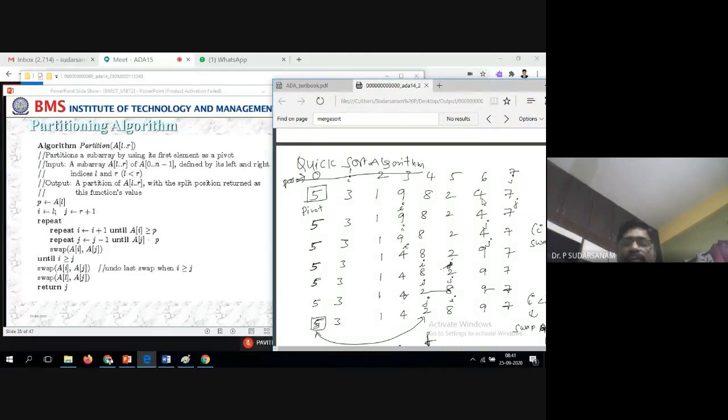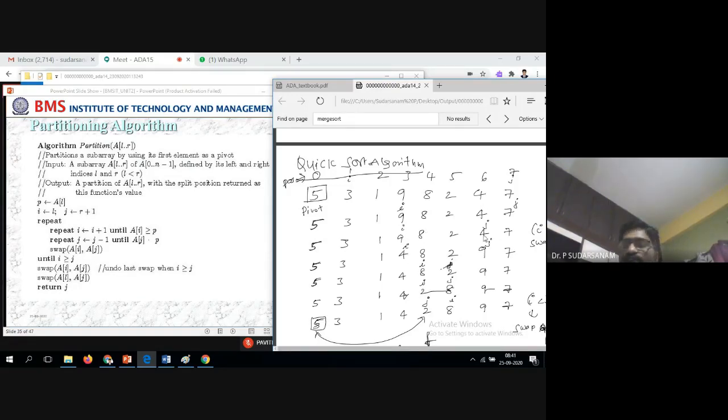A of j less than or equal to p. That means till you get there, do the process. That is what the repeat until means: until you have to do that process. 4 is less than 5, stop the condition. That means when we are writing according to our C code, we'll write it that way.